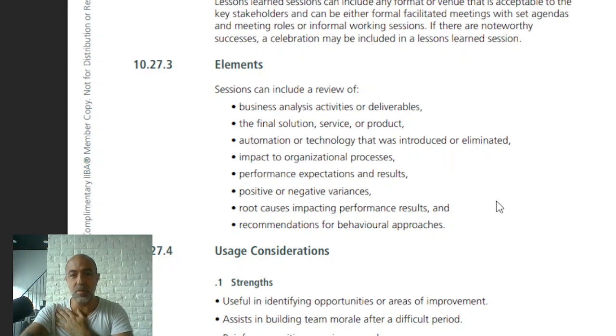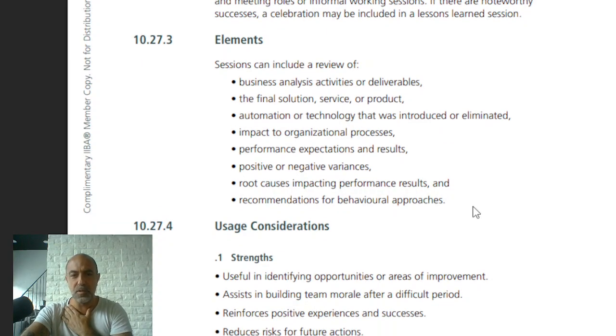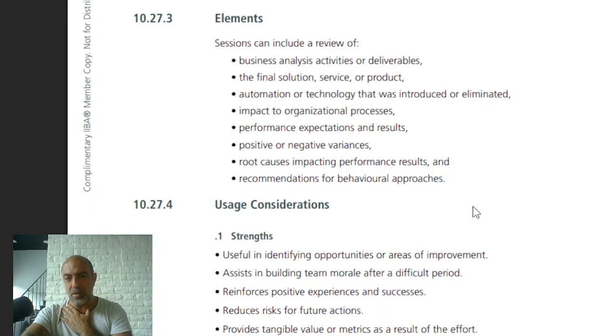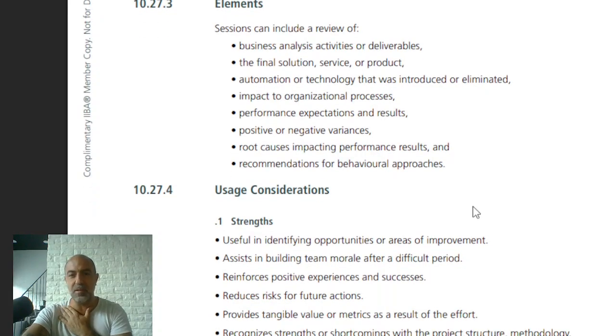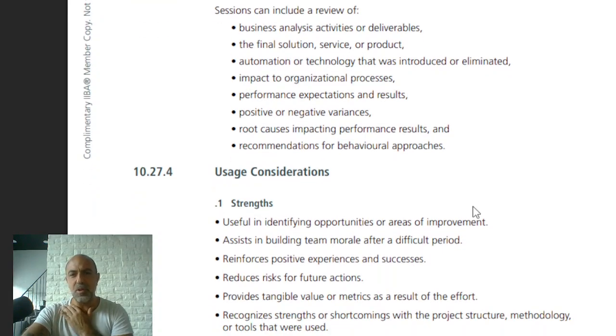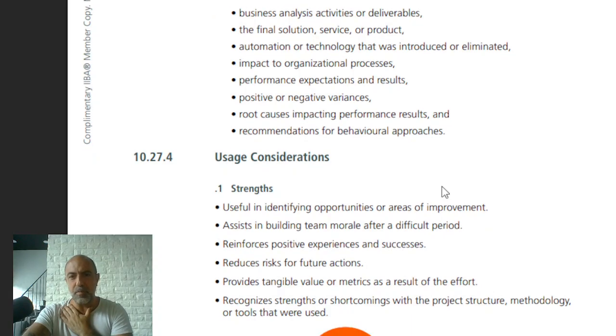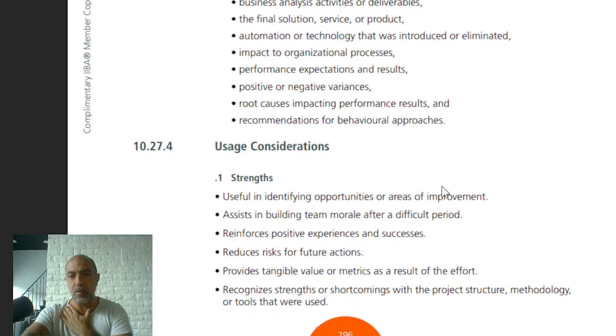Sessions can include a review of business analysis activities or deliverables, the final solution, service, or product, automation or technology, because you figure something out and you see patterns, and the impact of organizational processes. You realize how the process affects the end result. Also performance expectations and results, where we are, how fast we were, positive or negative variances, how off we were in our estimates, root causes impacting performance results, and recommendations for behavioral approaches.